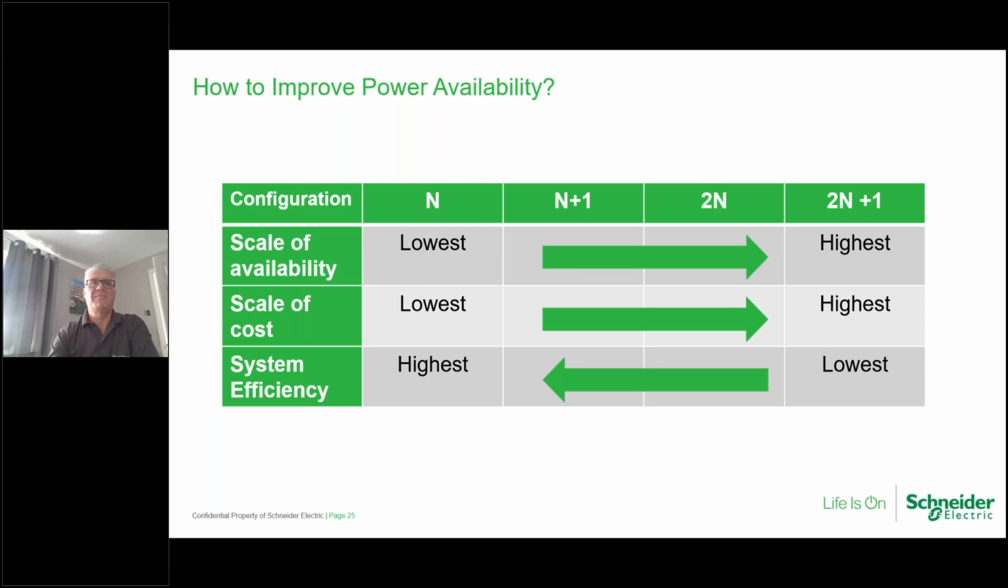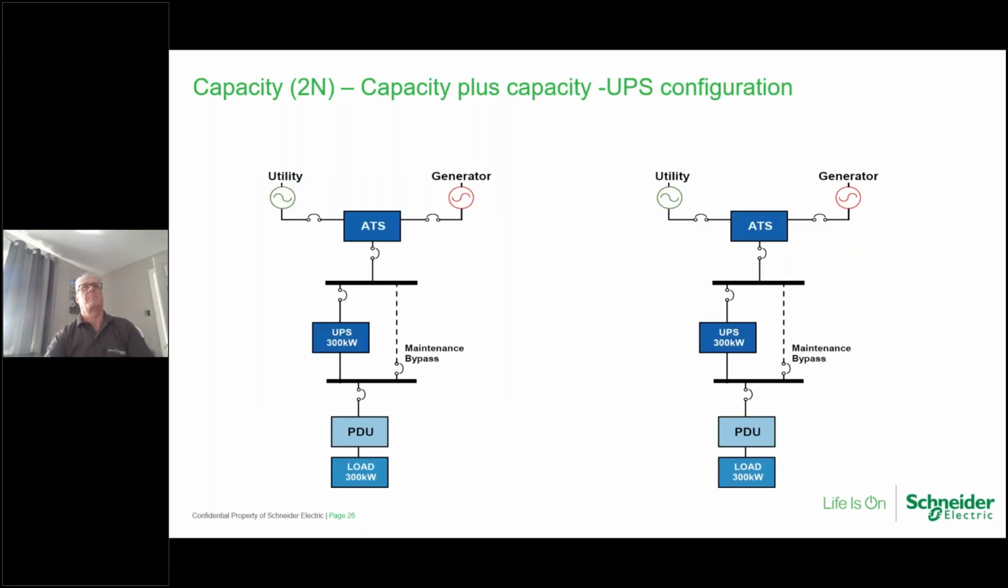But if we actually look at it, the issue there, potentially, is the system efficiency. And we mentioned the effect of efficiency on cost. So what you have here is the lowest system efficiency on the 2N plus 1 because you have so many redundant components. Your availability is potentially higher, but actually your system efficiency is lower. So again, that's why you're looking at what I mentioned about efficiency of UPS and the topology used to support that.